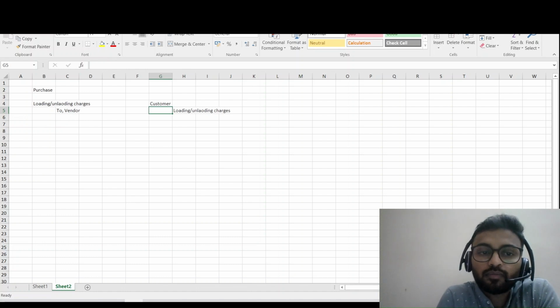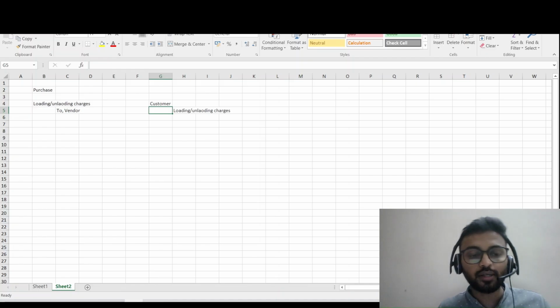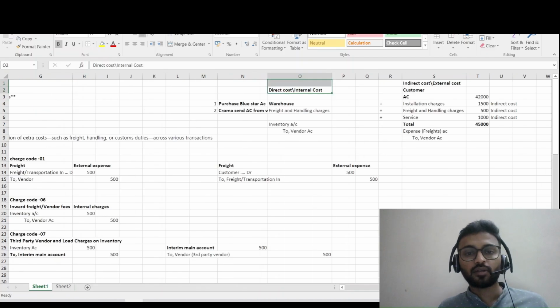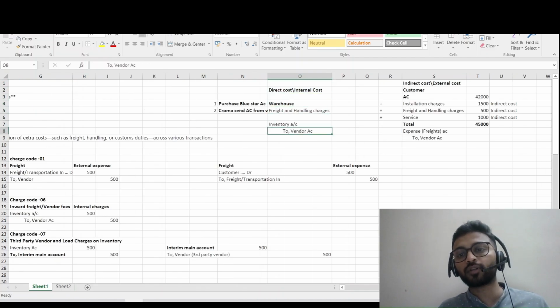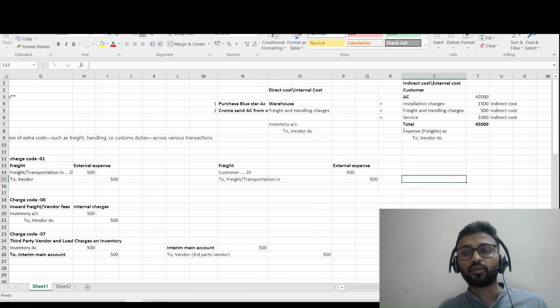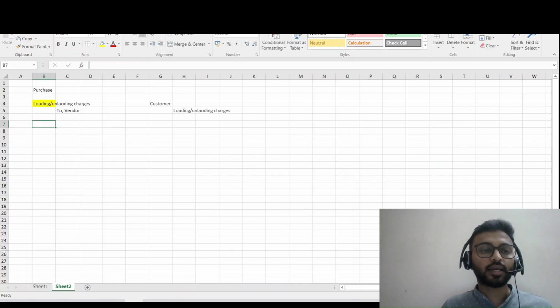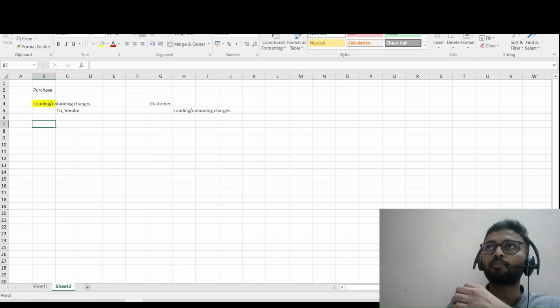Now there are two types of charges. I told you one is internal and one is external. In the case of internal charges, these charges will be borne by the company itself. It means these charges are part of the company. In such a case, these charges will be borne by the company, so they will load on inventory.